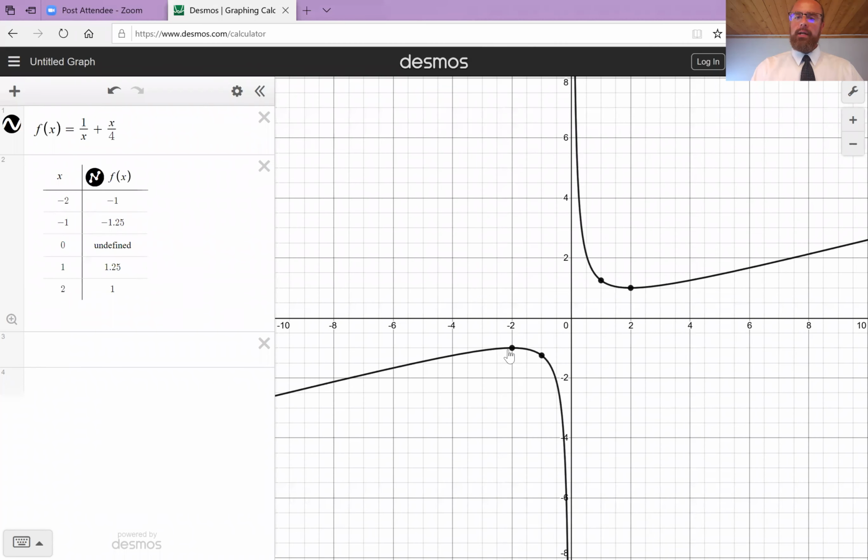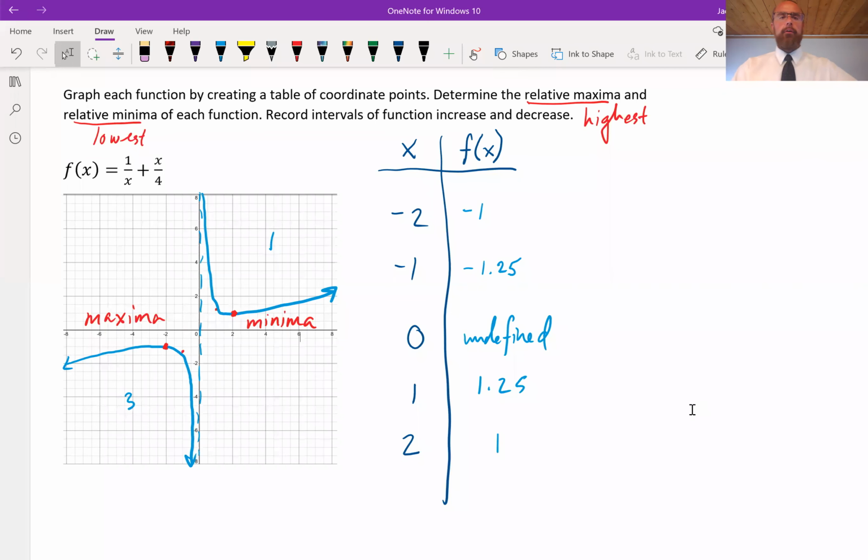So on the graph, we had identified that this point right here was our maximum. In fact, that's one of the points we recorded, -2, -1. The minimum point is also one we recorded at +2, +1. So we'll head back and we'll finalize this labeling for our maxima and minima.